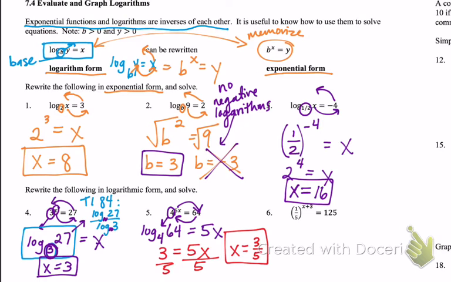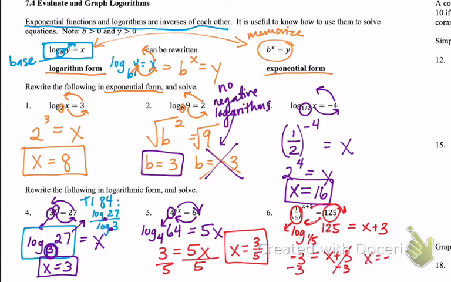Here I have (1/5) to the x plus 3 equals 125. This 1/5 goes to the bottom, so it's log base 1/5. The 125 is out to the left, so you move that to the left. Then x plus 3 comes to the right. When I type in log base 1/5 of 125, I end up getting -3 equals x plus 3. Subtract 3 on each side. X equals -6.